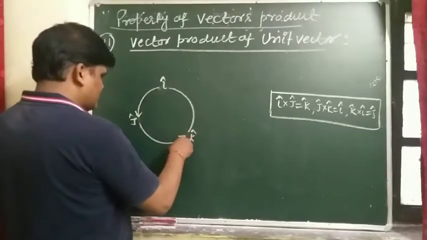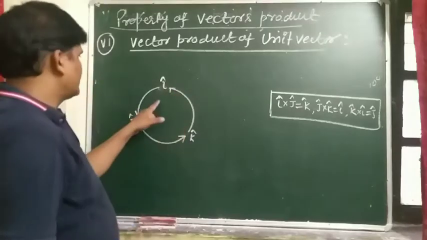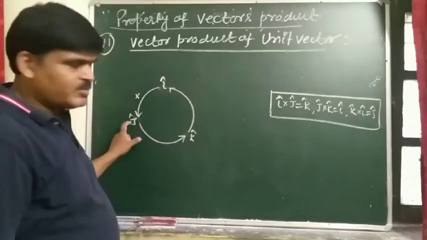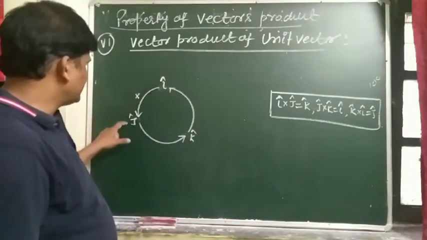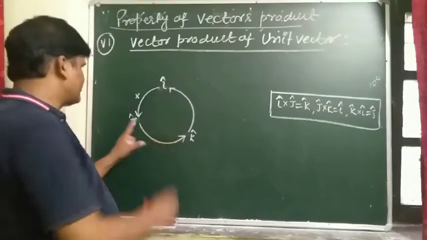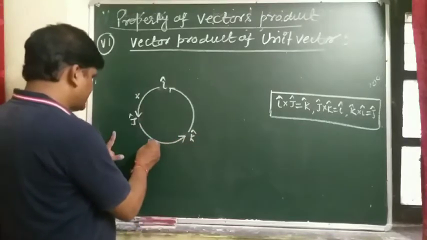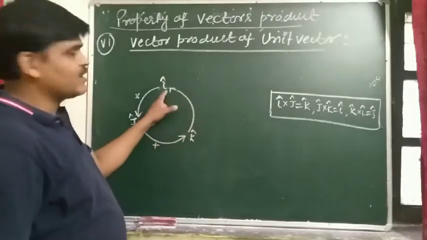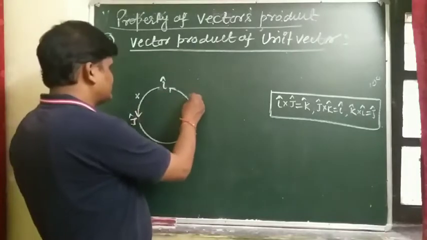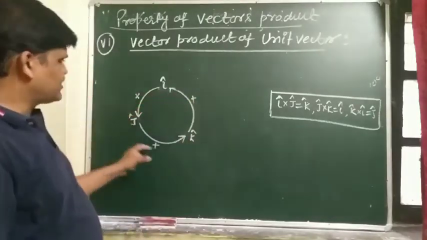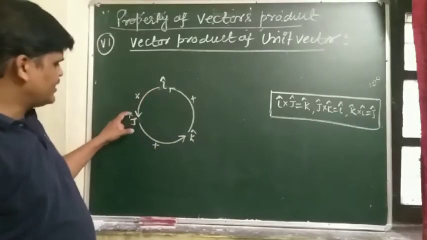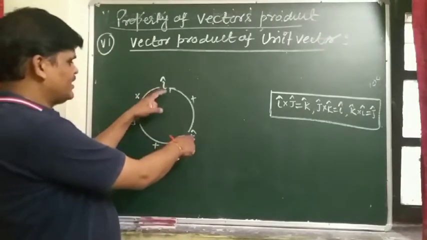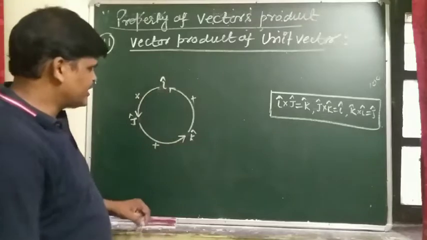Anti-clockwise is taken to be positive. It means when I cross j in the anti-clockwise direction, the vector product of the unit vectors comes out to be k, which is positive. J cross k is positive i, and k cross i is j. So the anti-clockwise direction is taken to be positive: i cross j is positive k, j cross k is positive i, k cross i is positive j.